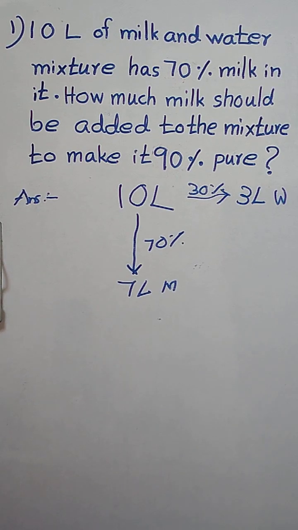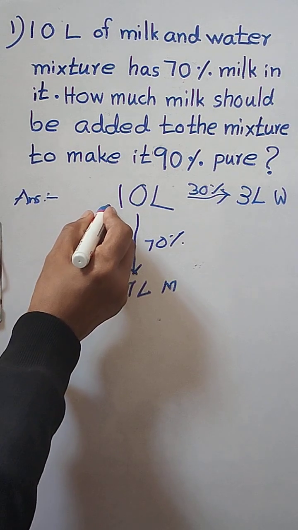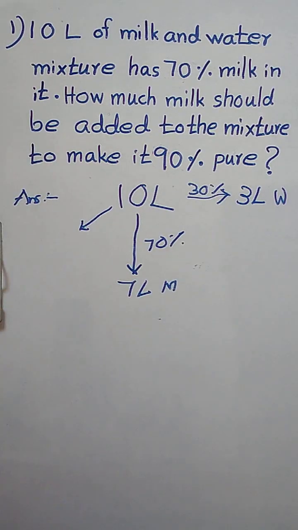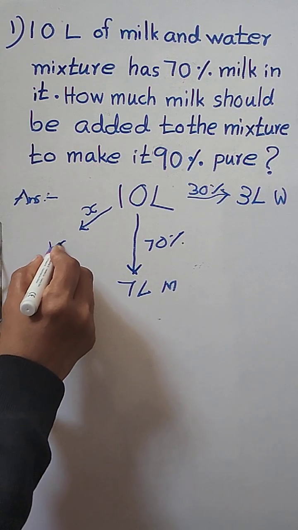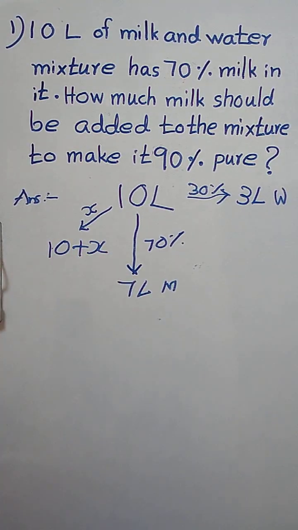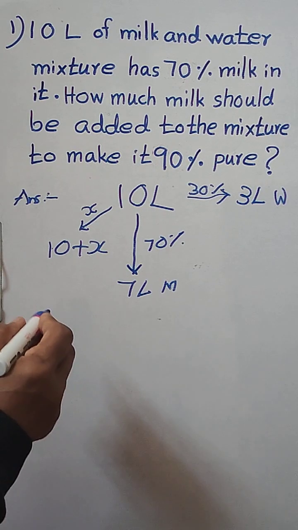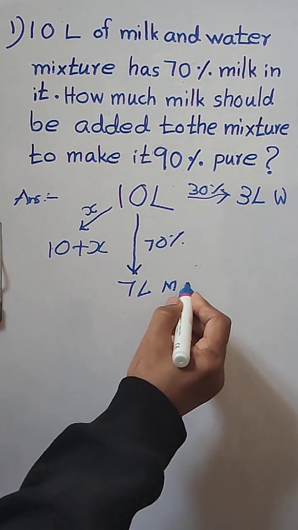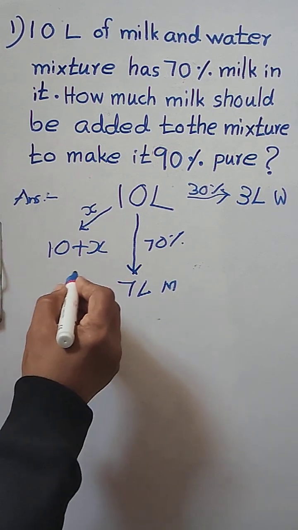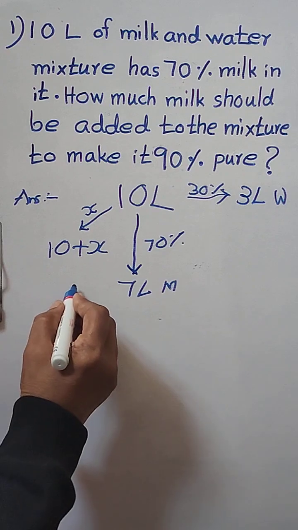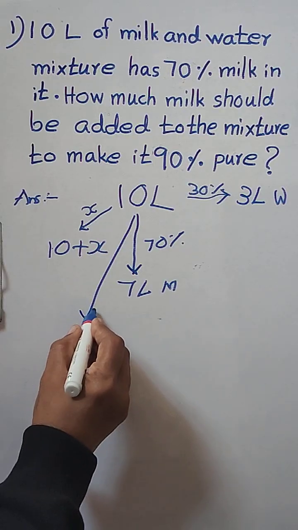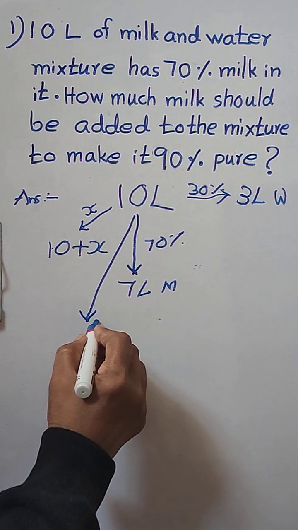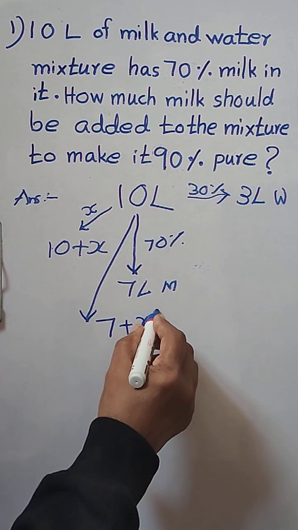Now when we add an X amount of milk, it will be X. This becomes 10 plus X. When milk is added, this new amount will be 7 plus X.